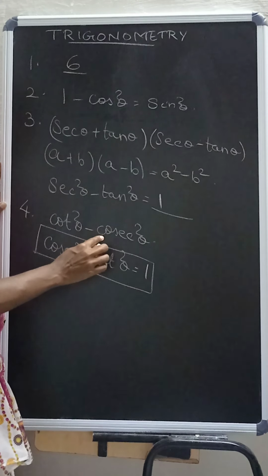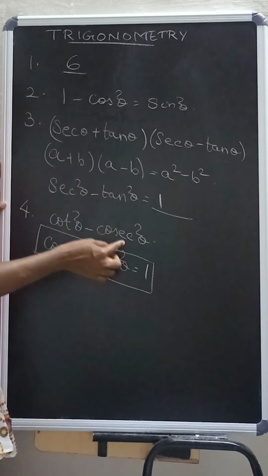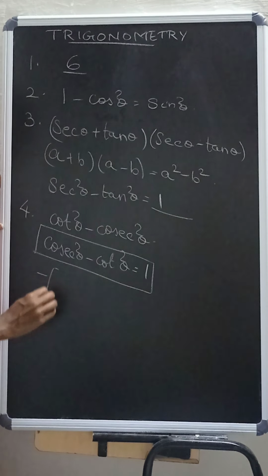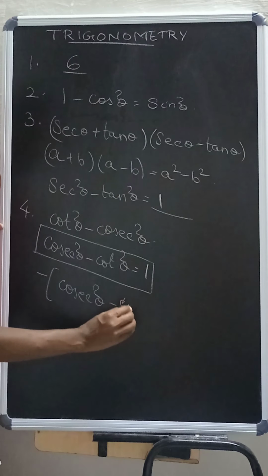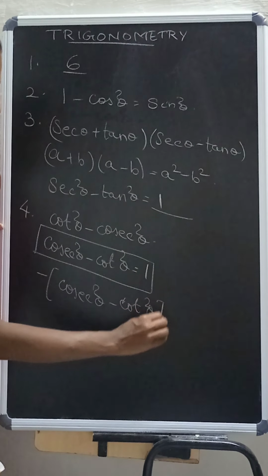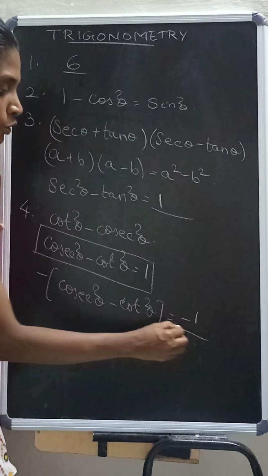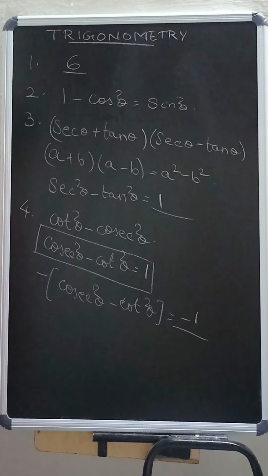So here it is of the form cot square theta minus cosecant square theta. So take minus common out. You will get cosecant square theta minus cot square theta, which is equal to minus 1. Next.